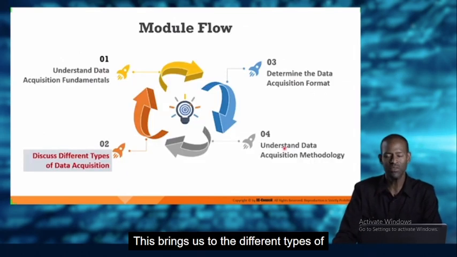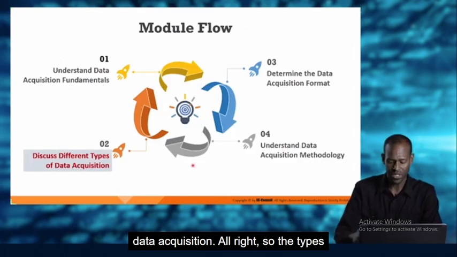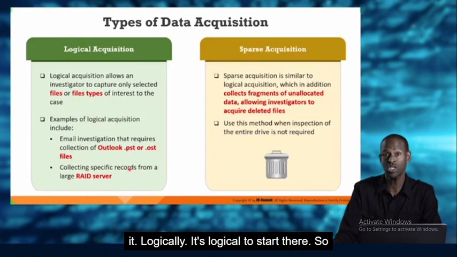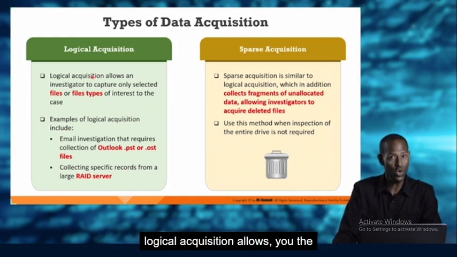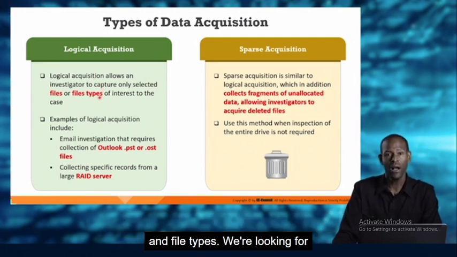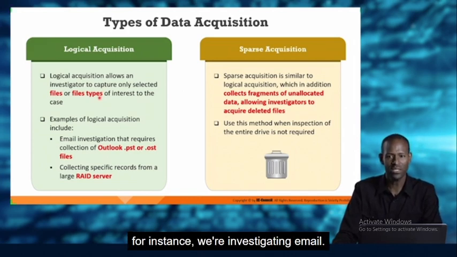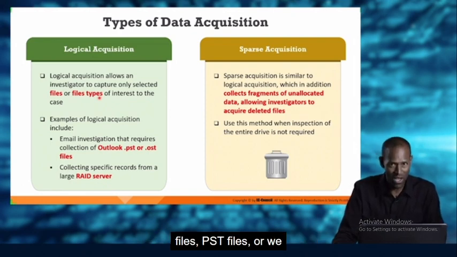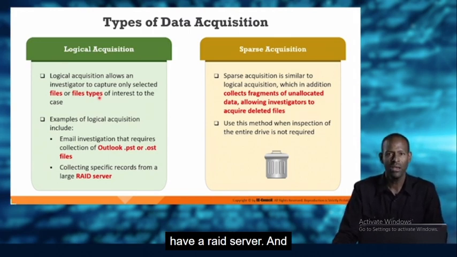This brings us to the different types of data acquisition. All right, so the types of data acquisition, we have logical and sparse. Let's talk about logical. It's logical to start there. So logical acquisition allows you, the investigator, to capture only selected files and file types. We're looking for stuff that's important to the case. So for instance, we're investigating email. So we're going to specifically target Outlook files, OST files, PST files, or we have a RAID server.